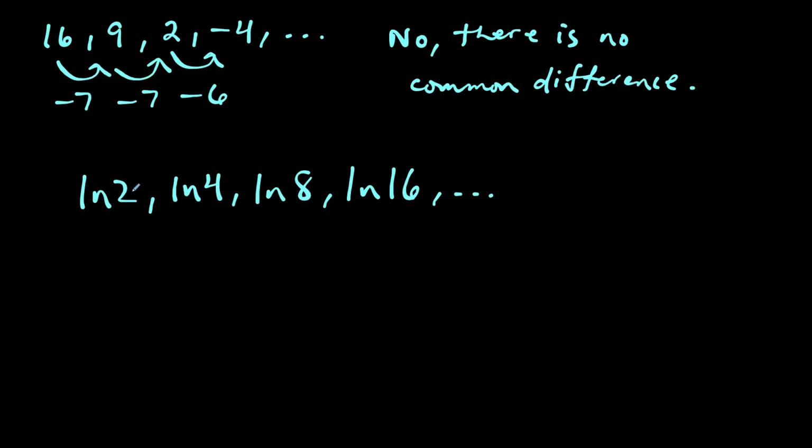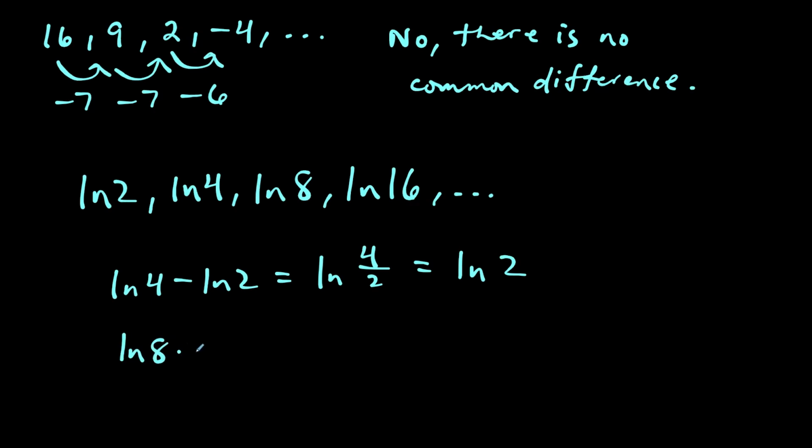But in this case, this is actually going to be an arithmetic sequence, because if I subtract the first two consecutive terms, natural log 4 minus natural log 2, if I use the property of logs, I could combine this subtraction into a single log by division, and I'll have natural log of 4 divided by 2, which is natural log of 2. And if I subtract the next two consecutive ones, natural log of 8 minus natural log of 4, I use the division property again, and I also get natural log of 2.